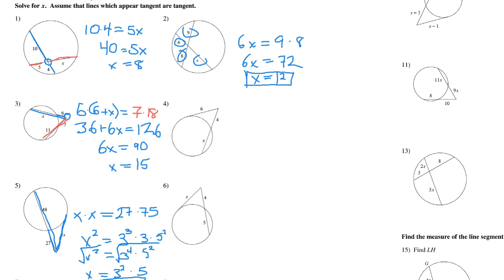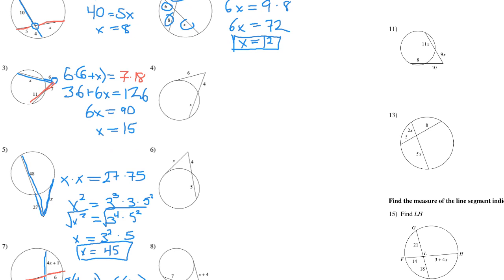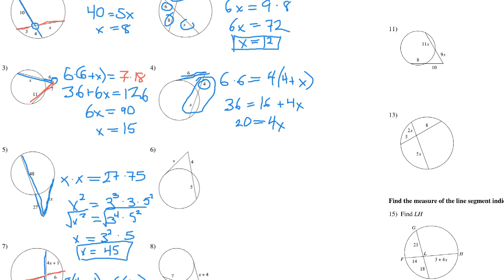All right, let's look at this next one. This is one of those cases with a tangent, so we've got to count this segment twice. So we're going to see 6 times 6 equals 4 times 4 plus x. If we do some multiplication here, we're going to see 36 equals 16 plus 4x, which means 20 equals 4x, which means x equals 5.